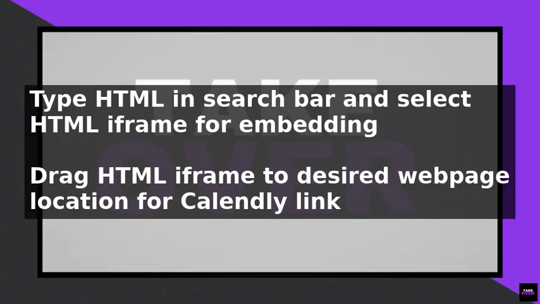After adding the Calendly link and adjusting the iframe settings, click on the Apply button to save your changes. Your Calendly scheduling tool is now embedded on your Wix website, allowing visitors to easily schedule appointments with you.